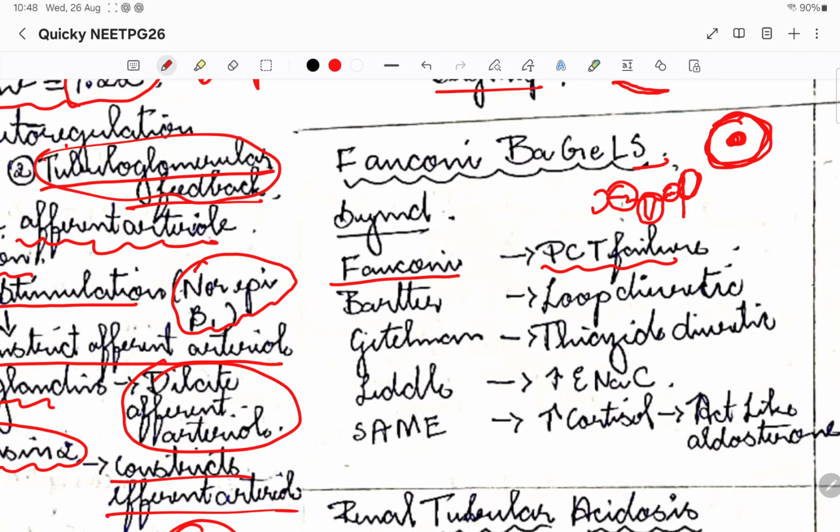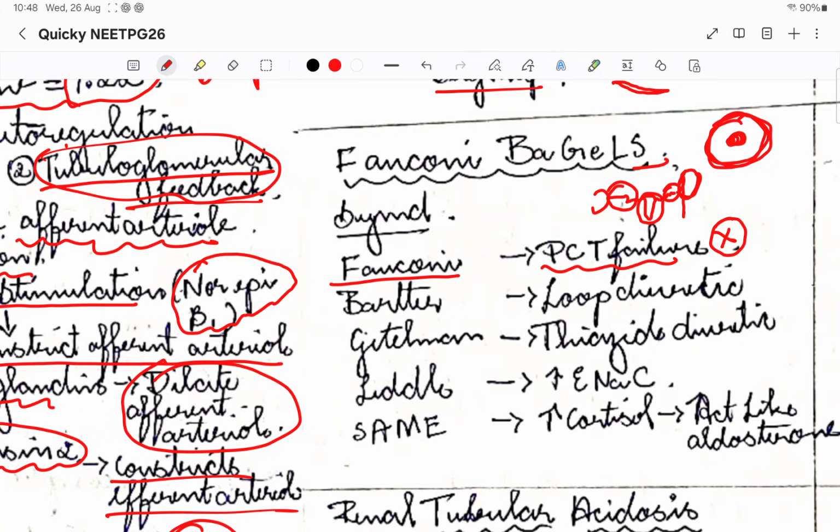PCT failure means there is less reabsorption of any of the solutes. I told you, the PCT basically reabsorbs each and everything: glucose, the bicarbonate, all the sodium, all of this is getting reabsorbed.